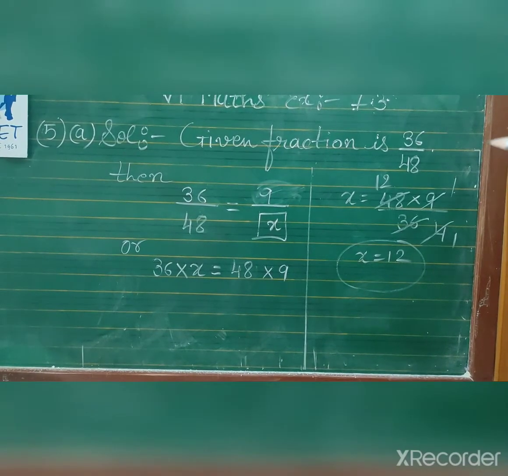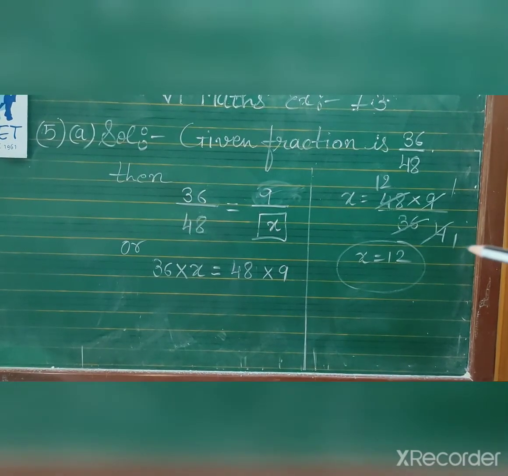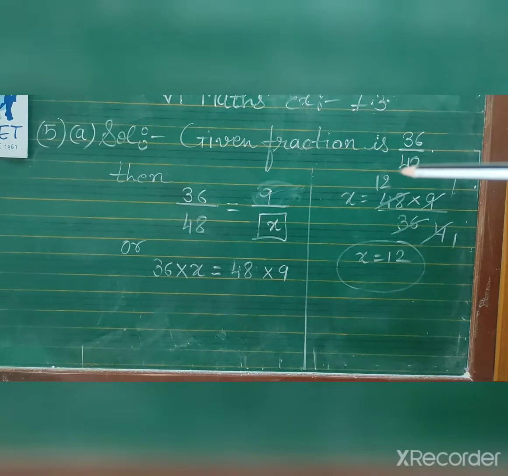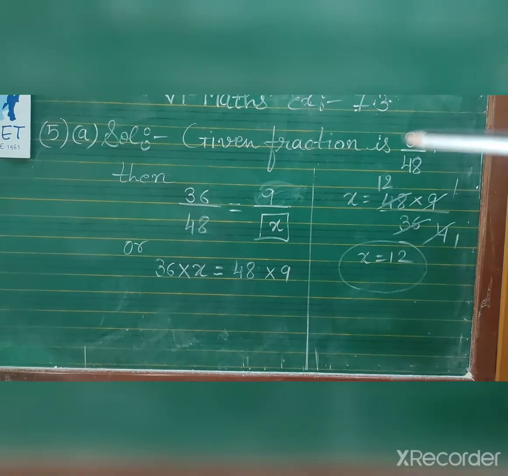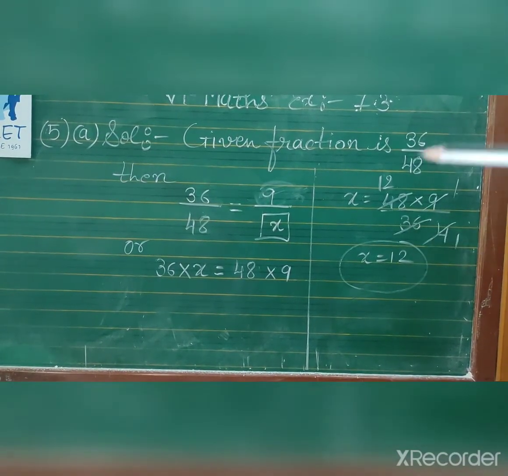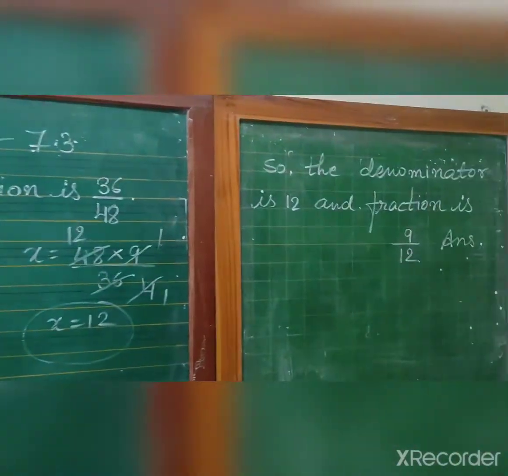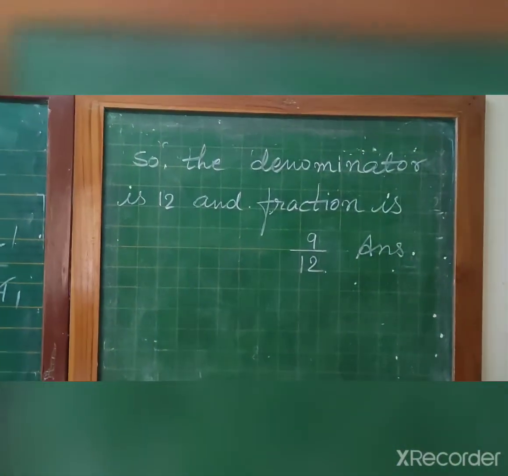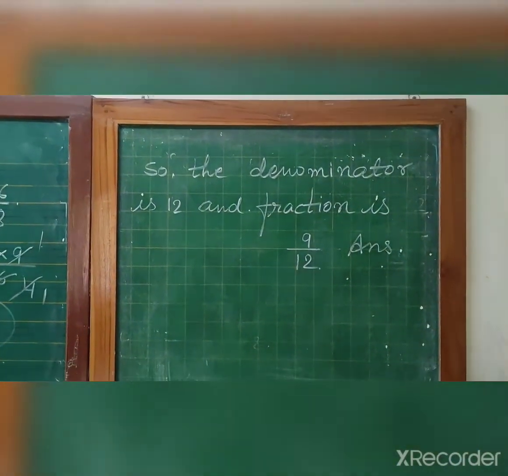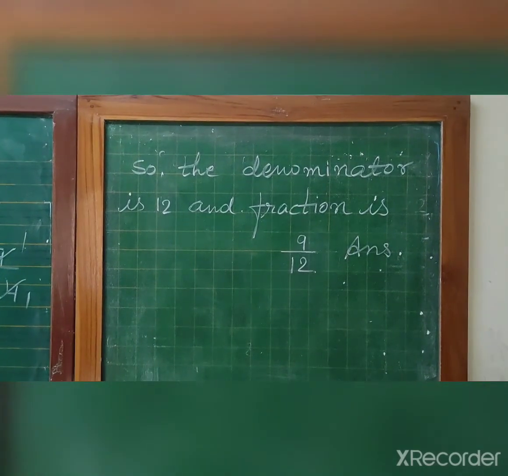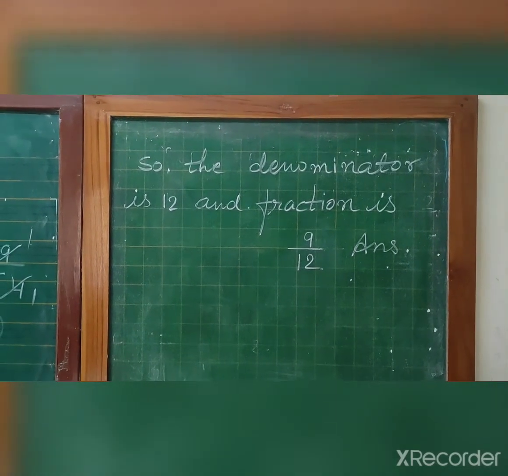See here, 9 ones are 9, 9 fours are 36, so 4 ones are 4, then 4 twos are 8. So x equals 12. What is x? x is the denominator. So the denominator is 12 and the equivalent fraction of 36 upon 48 is 9 upon 12. And B, you will solve.